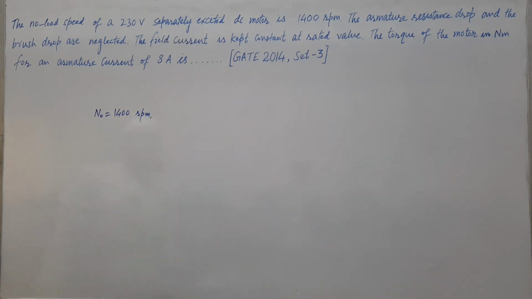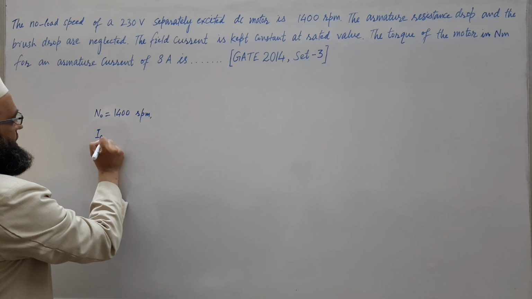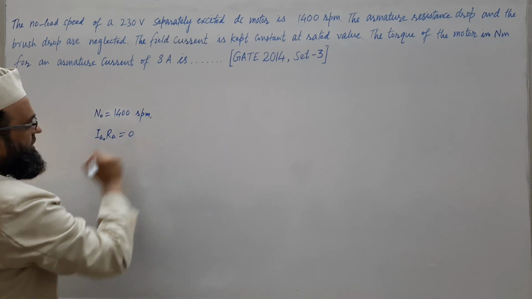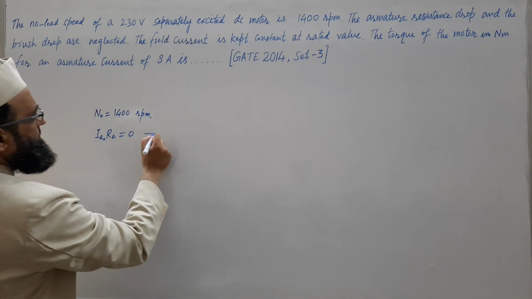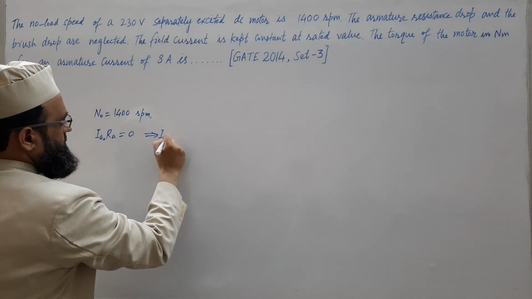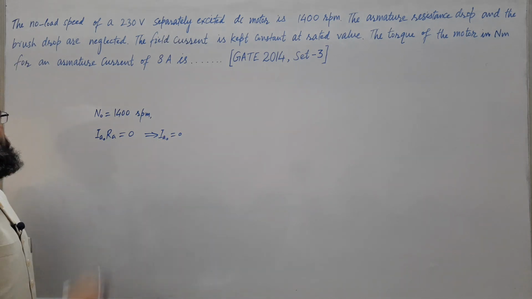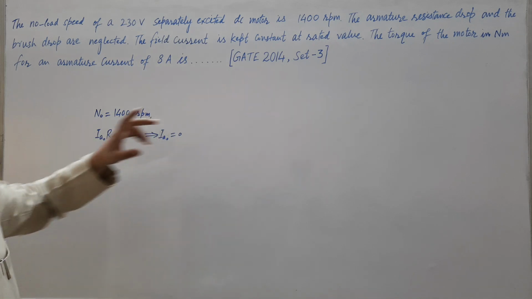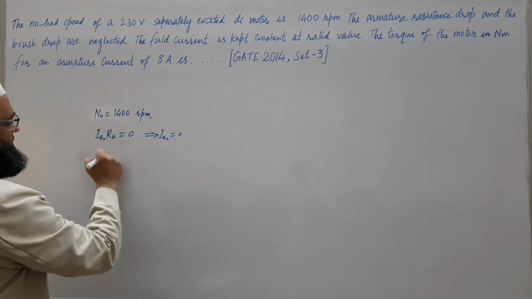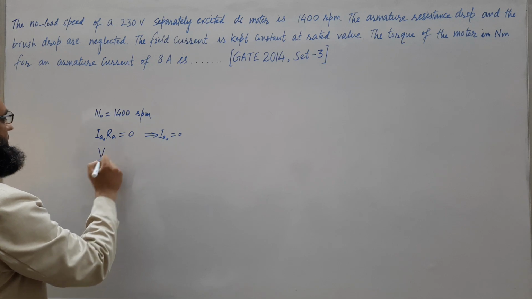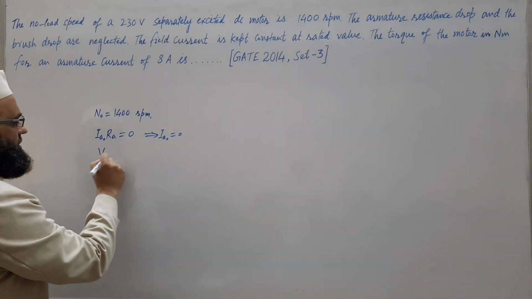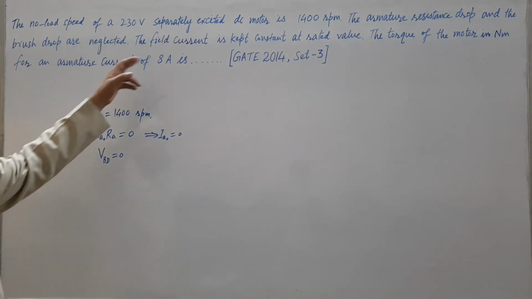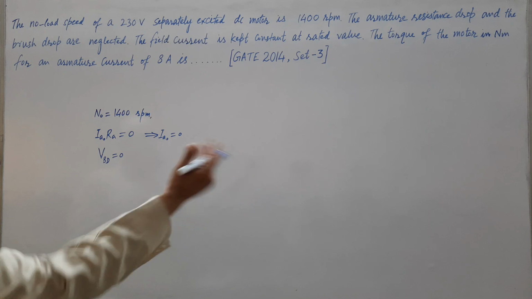The armature resistance drop, that is IA0 RA, has been ignored. It means 0. This implies IA0 is 0, as the armature resistance is non-zero, right? It can't be 0. And the brush drop, if not given, we will assume it as 0. VBD, the brush voltage drop, is 0, neglected. The field current is kept constant at rated value.